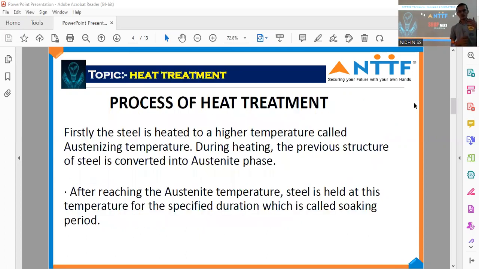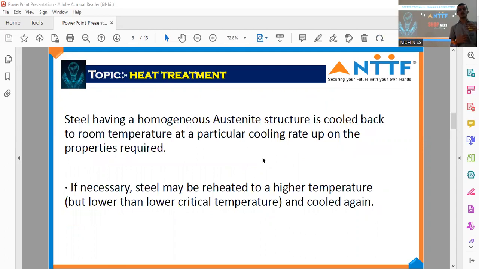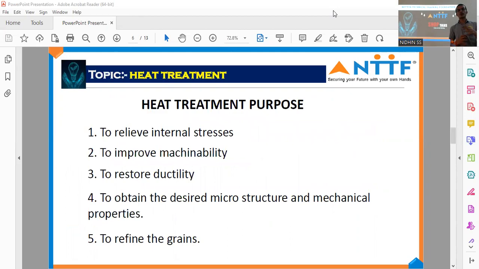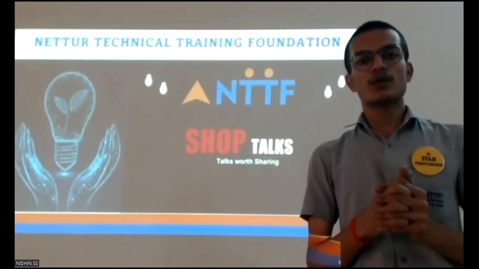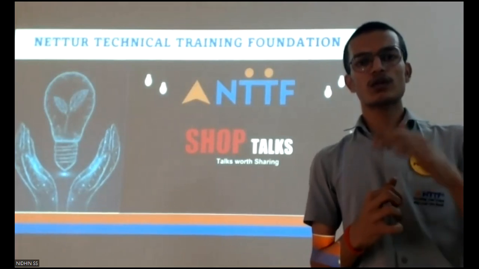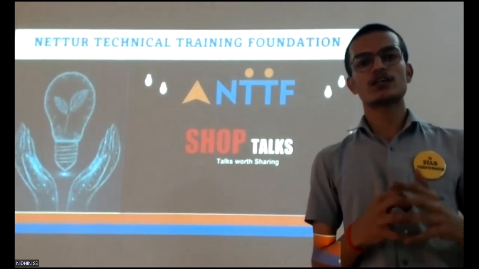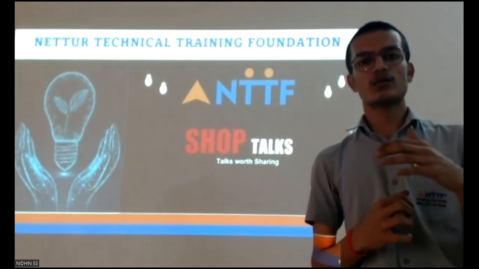The next point is the process of heat treatment. Firstly, steel is heated to a high temperature, called the austenitizing temperature. In this process, the previous structure of the steel is converted into the austenite phase. After reaching the austenite phase, steel is held at this temperature for a specific duration, called the soaking period. After that, steel having a homogeneous austenite structure is cooled back to room temperature. As per requirement, we are cooling down slowly. If necessary, steel is reheated and cooled again to room temperature.